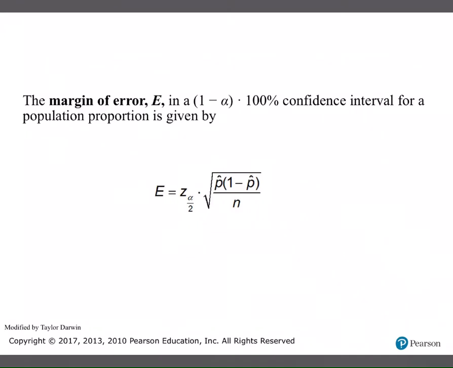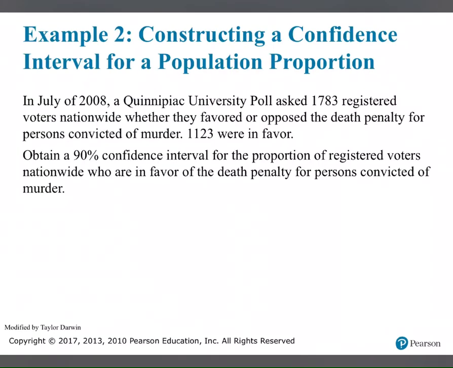But go ahead and write that down. That is the margin of error. And remember to find a confidence interval, we were told it's a point estimate plus or minus a margin of error. And so that's, again, that plus or minus. All right, so this is how we're going to construct a confidence interval for population proportion.